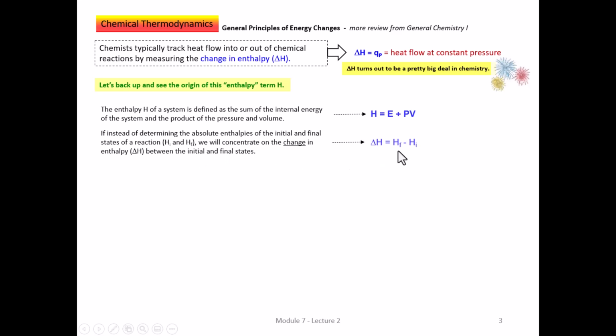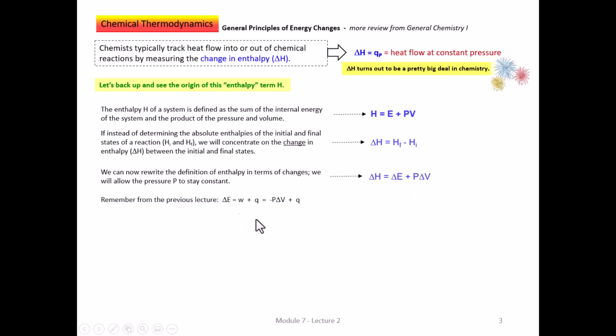ΔH is the difference between the final enthalpy and the initial enthalpy. If we rewrite our definition of enthalpy in terms of changes, it might look like this: the change in enthalpy equals the change in internal energy, that should look familiar, plus the pressure times the change in volume. Now notice we don't have a delta in front of the P because we've defined that we're going to measure this enthalpy under constant pressure.